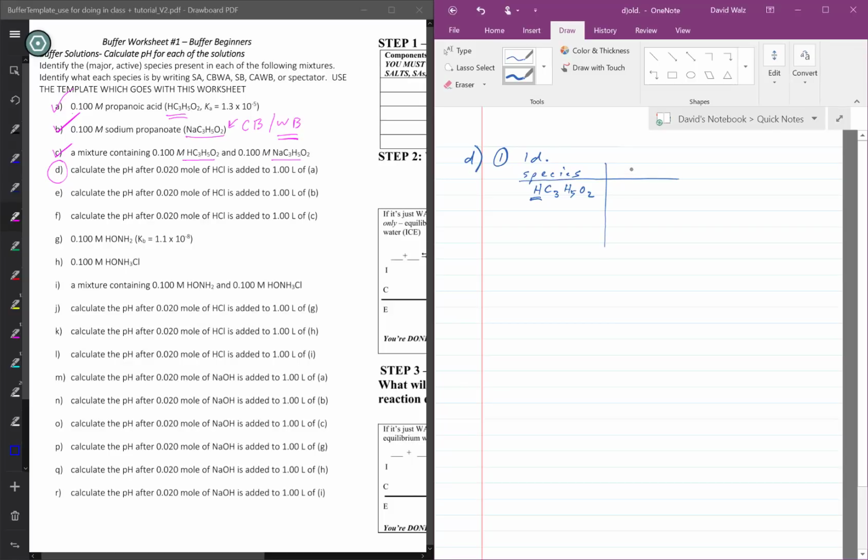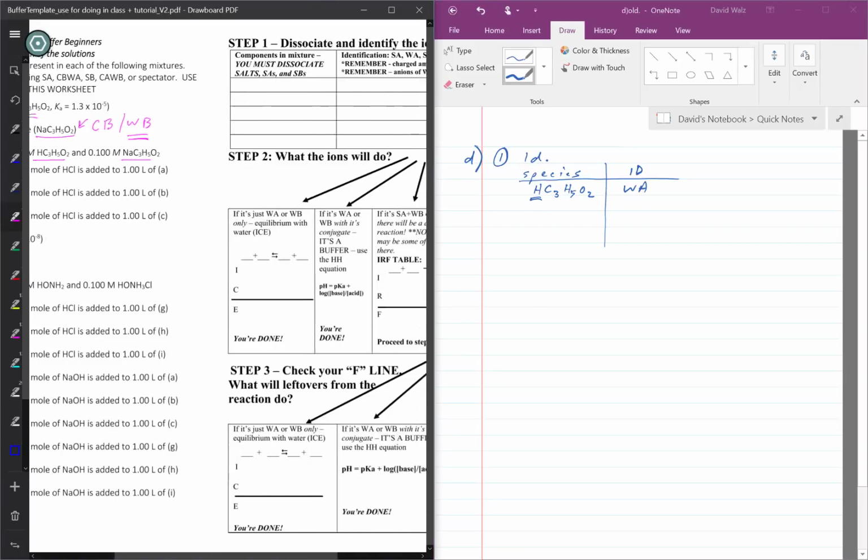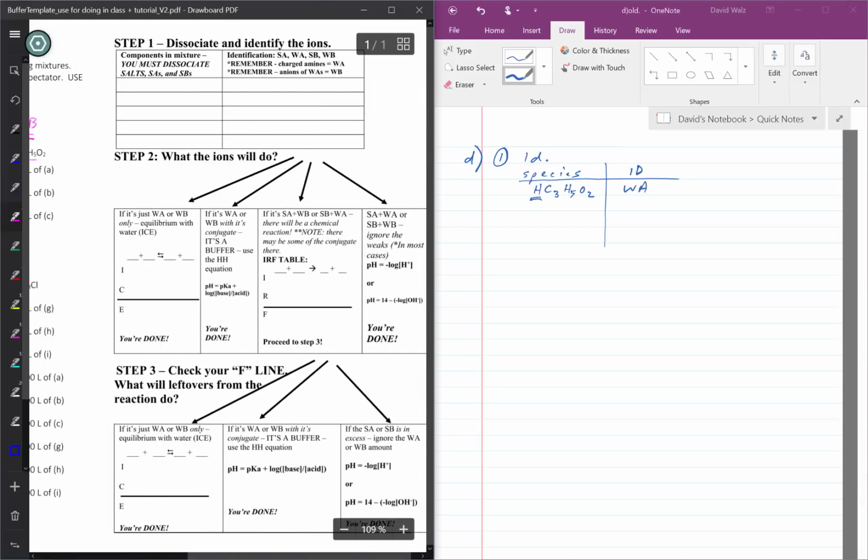And identify. So this is a weak acid, and to it we're adding HCl. And on our flowchart, it says to dissociate the salts. So we're going to dissociate this into H plus and a Cl minus. So the Cl minus is a spectator, and the H plus is a strong acid.